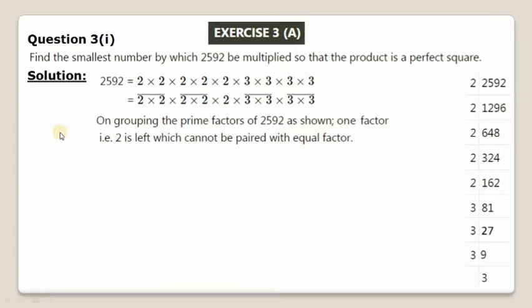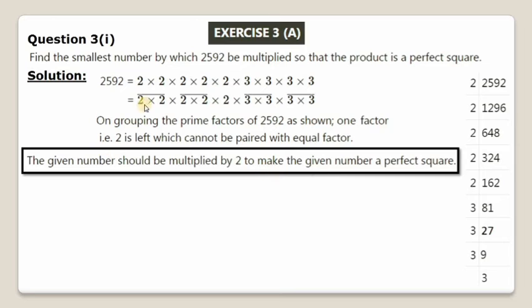Okay, so on grouping the prime factors of this as shown, one factor, that is 2, is left which cannot be paired with an equal factor, as you all know. So that's why the given number, that is 2592, must be multiplied by 2 to make the given number a perfect square. Okay, so pause the video and note down your solution.